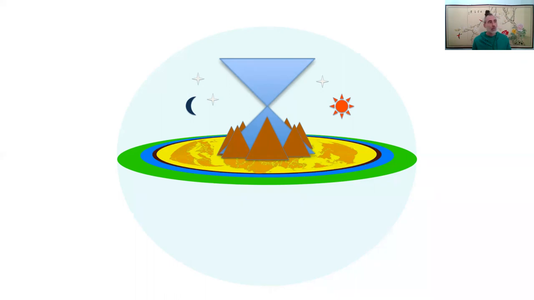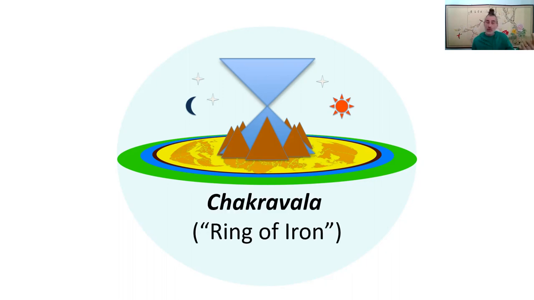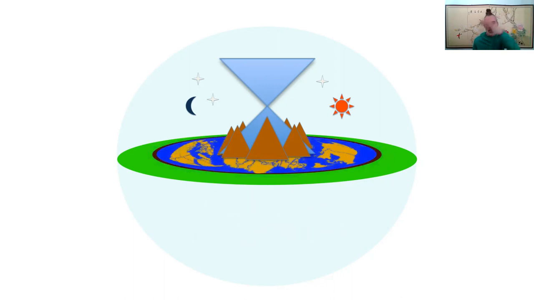Also, part of this world system is, and remember, we're still in the period of formation or creation. There is this iron ring that surrounds the golden crust. This is called the Chakravala, the ring of iron. And this ring of iron holds in the water that begins to fall as rainfall and forms the oceans.